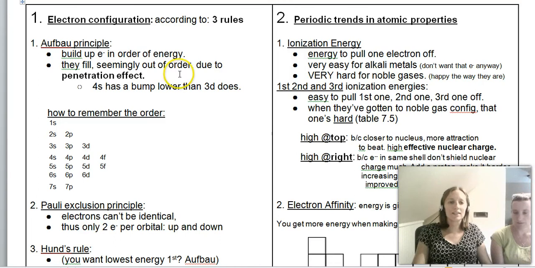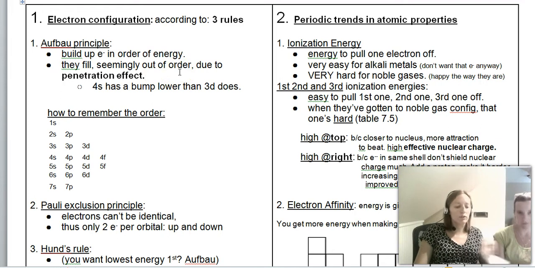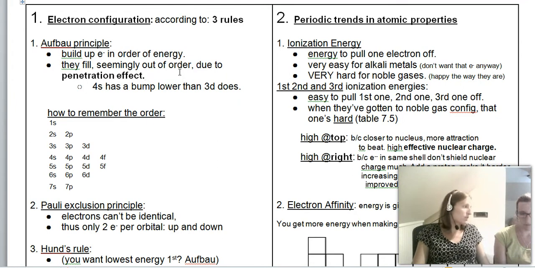All right, this is the second part of chapter 7 about electrons and things, and we're going to get back to electron configuration. There are 3 rules about electron configuration, and you have to kind of know the names of them and what they say. So the first rule is the Aufbau principle. Aufbau is German, which means building up.